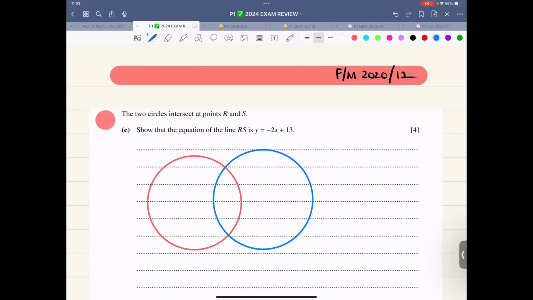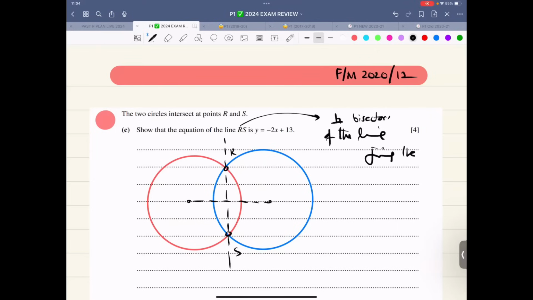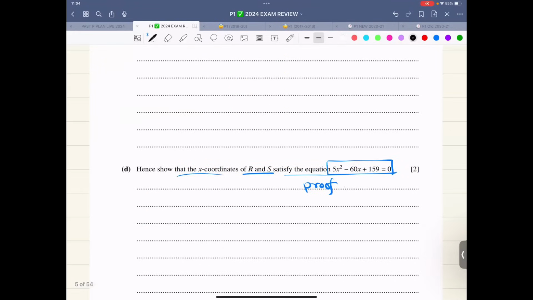Show that the equation of the line is this. Now the idea over here is if this is a center, then this line over here, which I'm drawing again, I think this is R and this is S. This line is actually the perpendicular bisector of the line joining the 2 points. Which 2 points? The center of the circle. So circle C1 for circle 1, C2 for circle 2. And then hence show that x coordinate of R and S satisfy this equation.